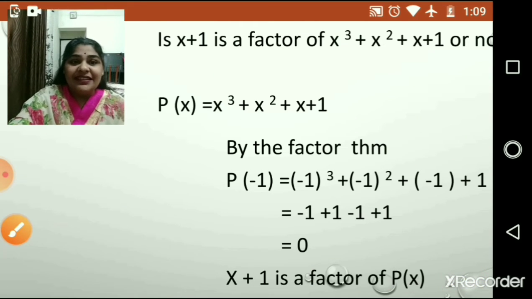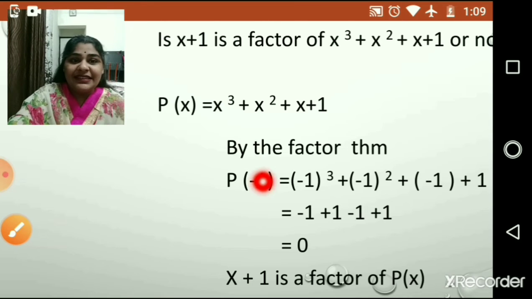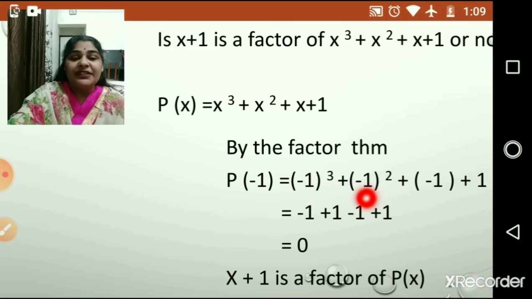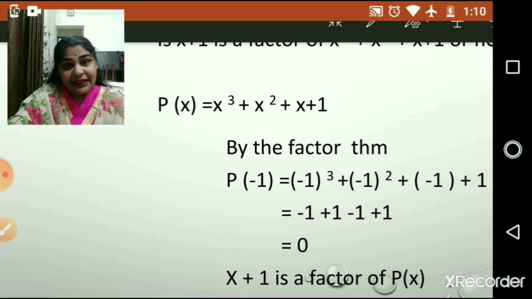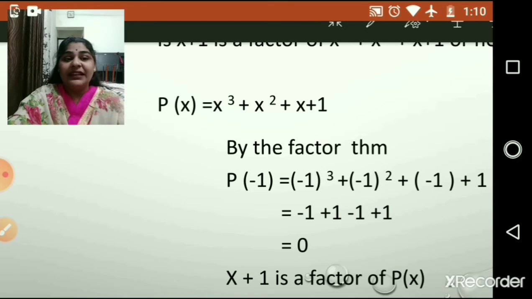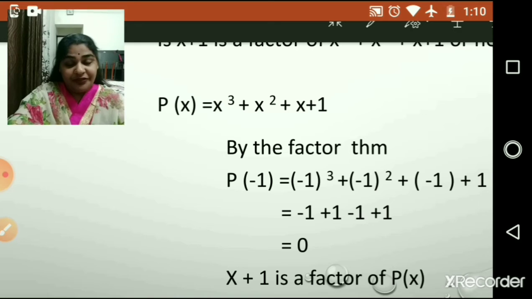Now let us see p of minus 1. You can see here, I have substituted here minus 1 whole cube plus minus 1 square plus my negative 1 plus 1. That is equal to negative 1 plus 1, negative 1 plus 1, which everything gets cancelled and the answer is 0. That means I can say that x plus 1 is a factor of p of x.